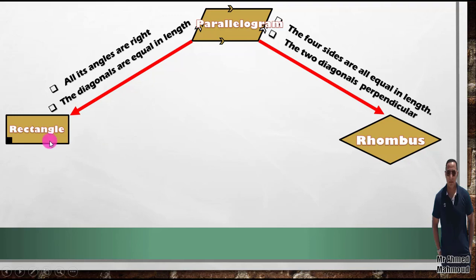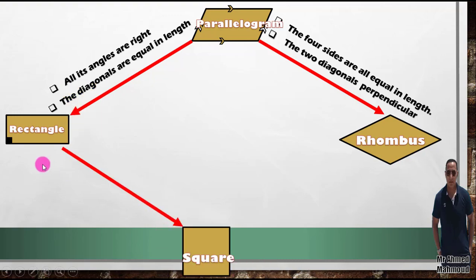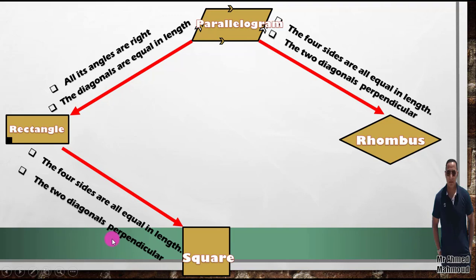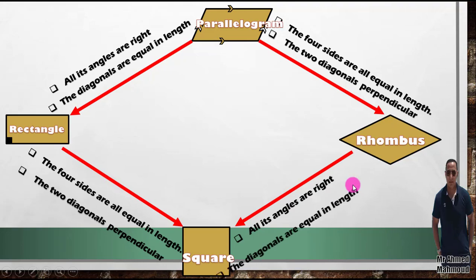Now, the rectangle can be changed into a square. How? If I change its four sides to be equal, or if I change its diagonals to be perpendicular. Again, if the rectangle's four sides are equal, it changes into a square, and if the two diagonals are perpendicular, it will be changed to a square. Also, the rhombus can be a rectangle if I change its angles to be right, or if I change its diagonals to be equal in length.